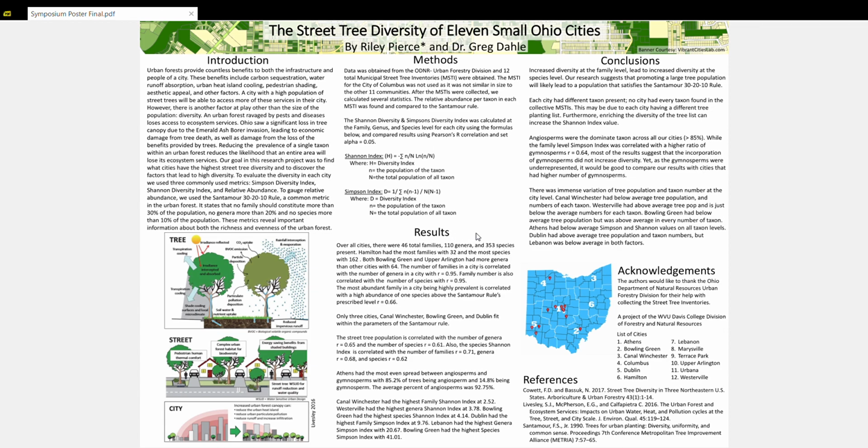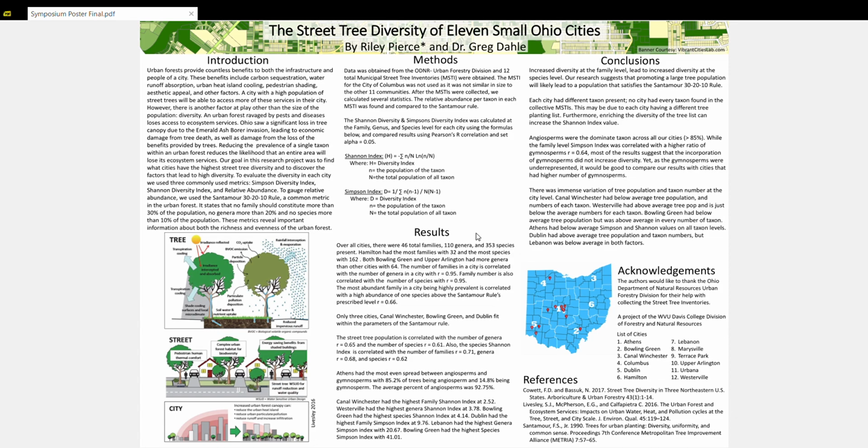Over all cities, there were 46 total families, 110 genera, and 353 species present. The city of Hamilton had the most families, it had 32, and also the most species with 162. Something that's important to realize when we're talking about our results and also the taxon that were present in each city is that each city had different taxon present. No city had every taxon found in the collective bunch of MSTIs.